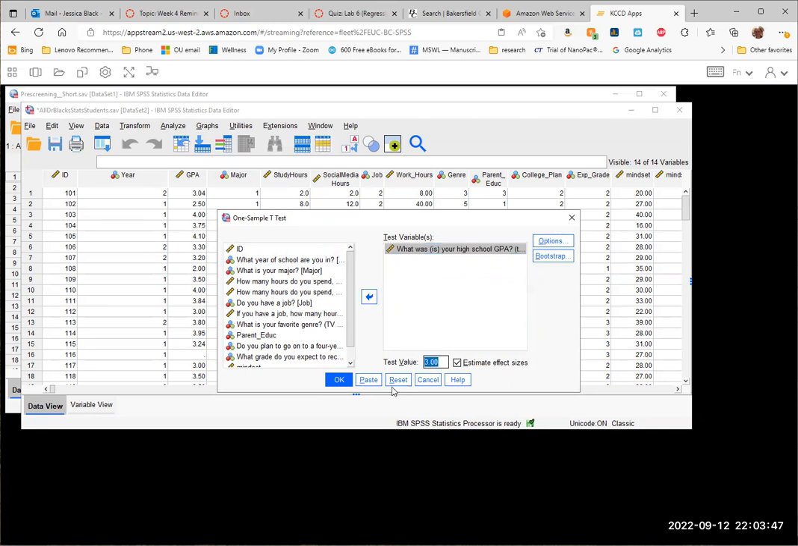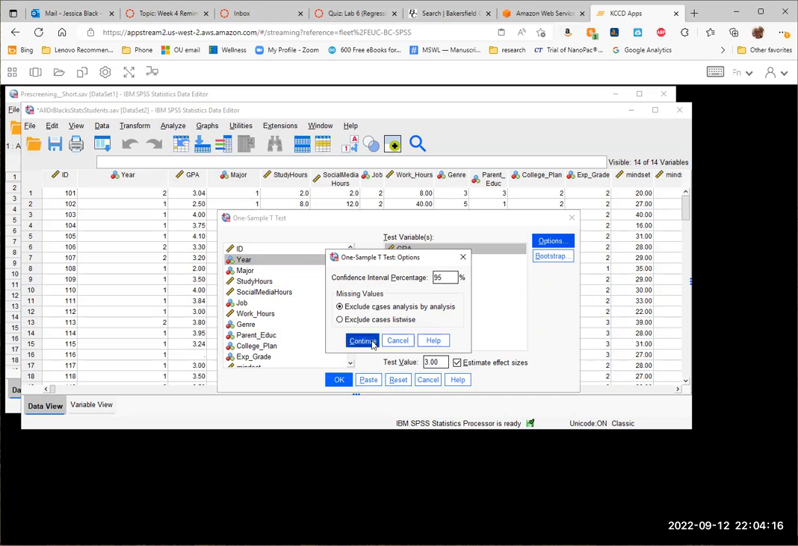By default, there's 0. So let's put in high school GPA. Remember, if you right click, you can make it display variable names over here, so we can see GPA. If the default is 0, SPSS just tests whether any variable you put in differs from 0. So we have to specify 3.00. Other than that, you really don't have to do anything.